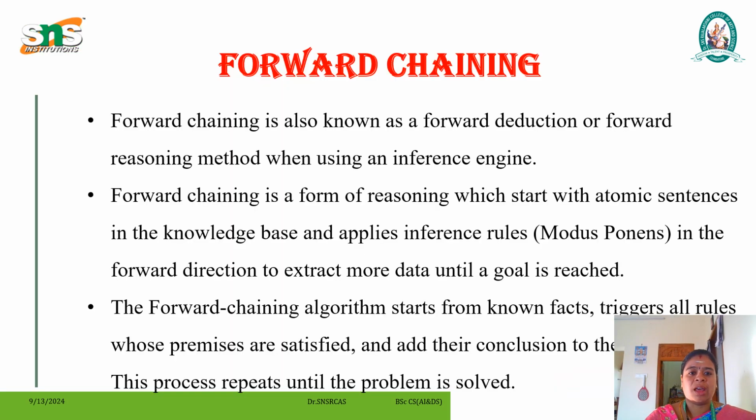First one, forward chaining. Forward chaining is also known as forward deduction or forward reasoning method when using an inference engine. Forward chaining is a form of reasoning which starts with atomic sentences in the knowledge base and applies inference rules (modus ponens) in the forward direction to extract more data until a goal is reached. The forward chaining algorithm starts from known facts, triggers all the rules whose premises are satisfied, and adds their conclusions to the known facts. This process repeats until the problem is solved.